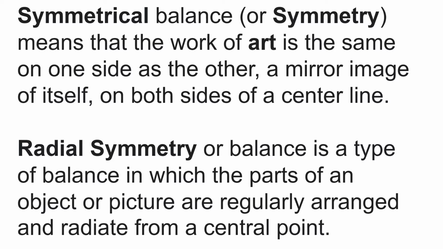Symmetrical balance, or symmetry, means that the work of art is the same on one side as the other, a mirror image of itself, on both sides of a center line. Radial symmetry, or balance, is a type of balance in which the parts of an object or picture are regularly arranged and radiate from a center point.